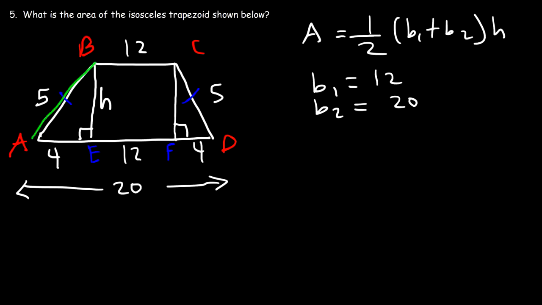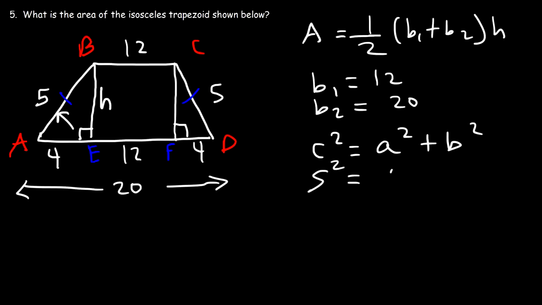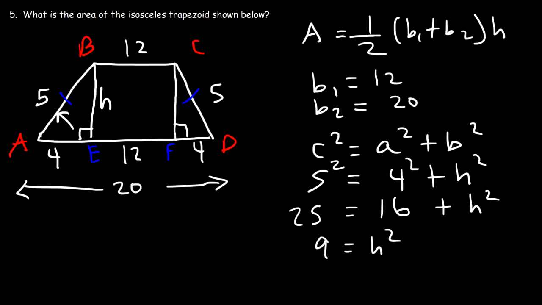So now let's focus on this right triangle. C squared is equal to A squared plus B squared. The hypotenuse is 5. A, we could say it's 4, and B is H. 5 squared is 25, 4 times 4 is 16. And 25 minus 16 is 9. So h squared is 9. And if we take the square root of both sides, we can see that h is equal to 3.